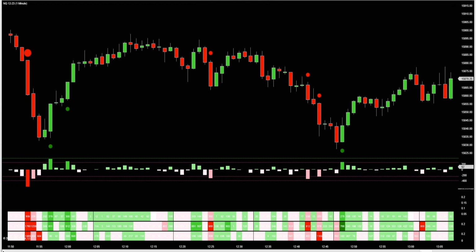So those are some of my favorite ways to use the volume delta indicator. And with all the different customizable options, I'm sure you could come up with something even better.